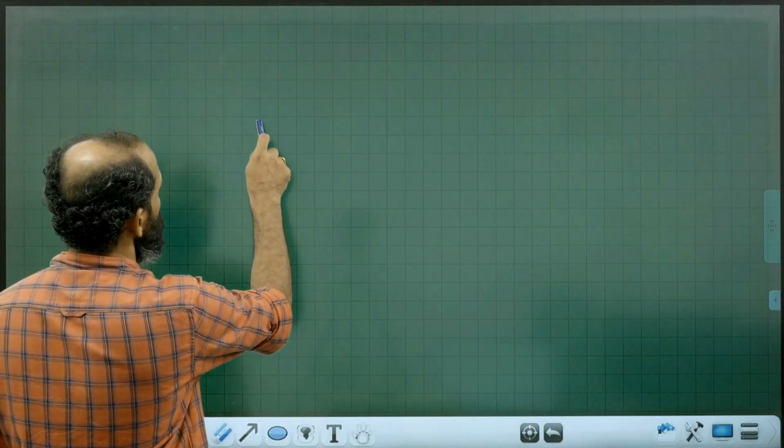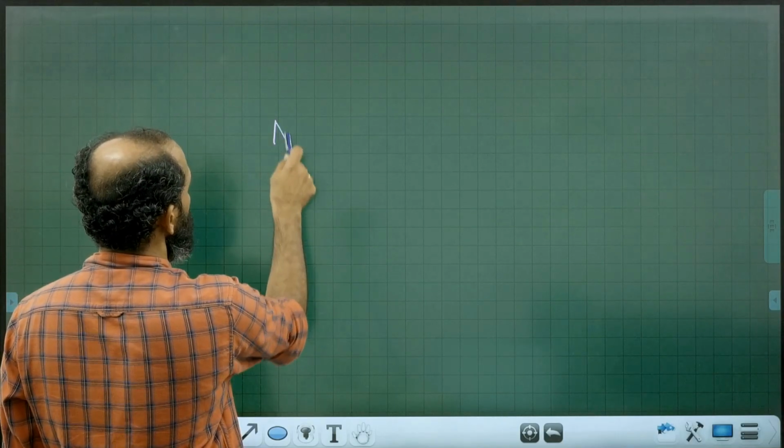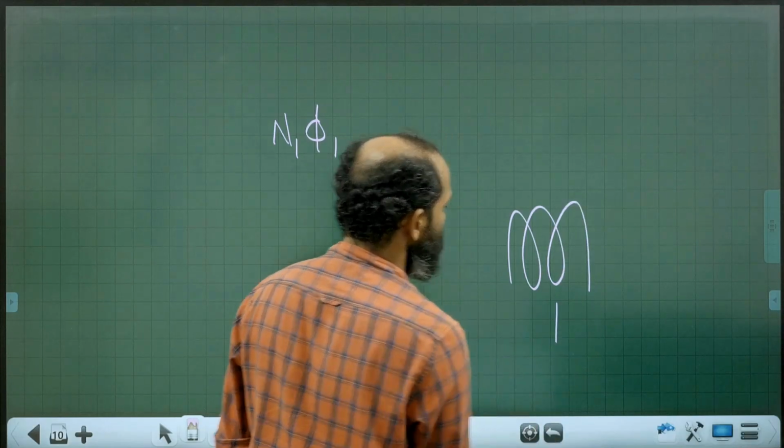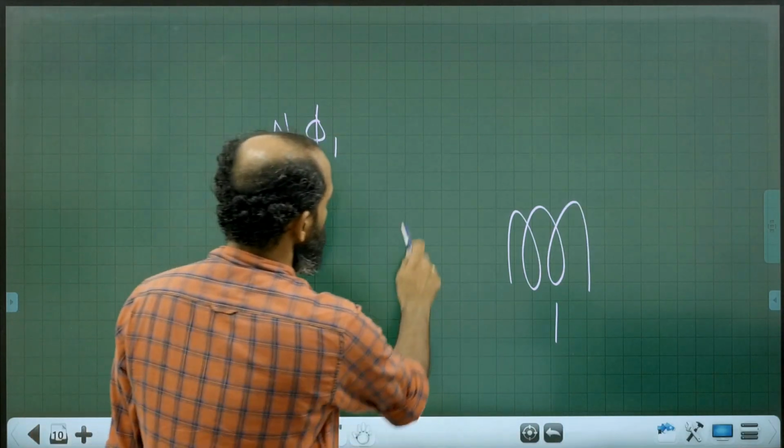The same coil's rate of change of current produces EMF, but that opposition is produced by a change in current in the neighboring coil. That effect is called mutual induction, and that proportionality constant is mutual inductance. For example, if the first coil N1 is the flux linked with the first coil, due to the presence of a second coil.